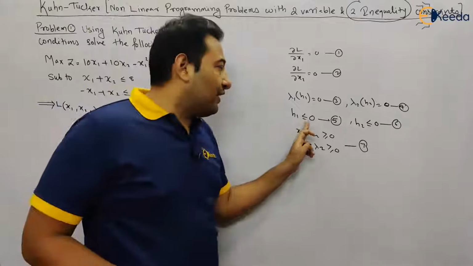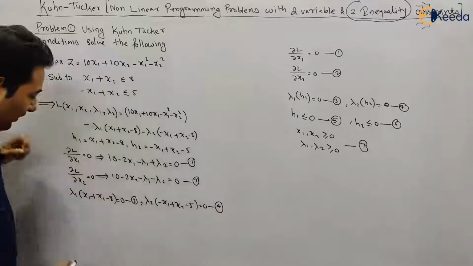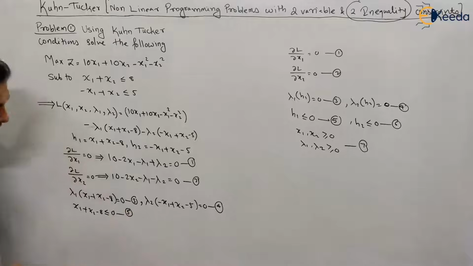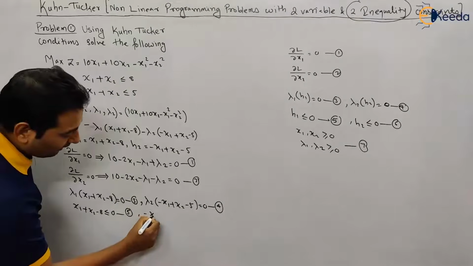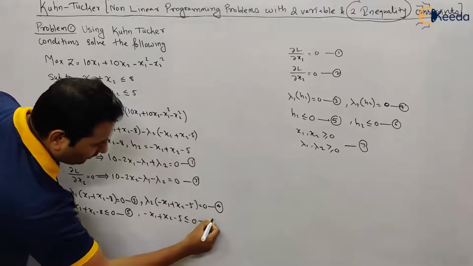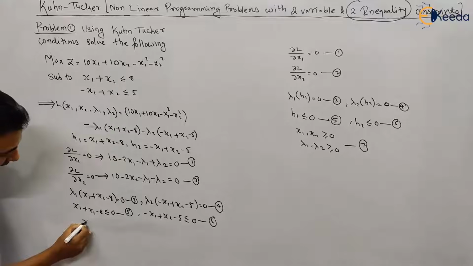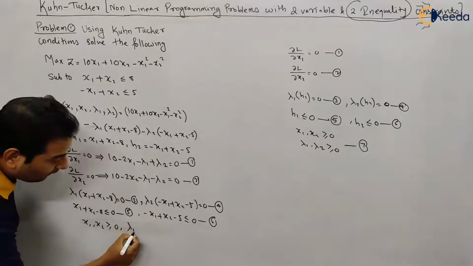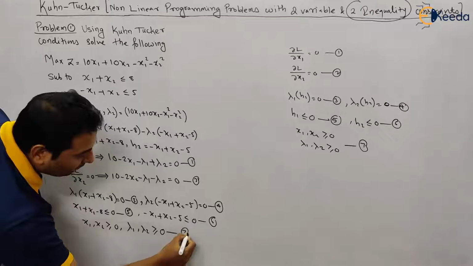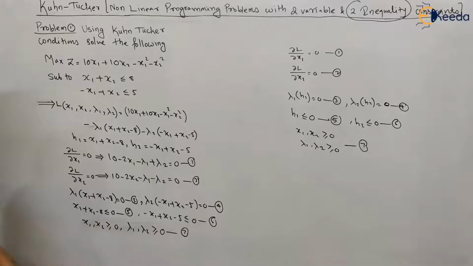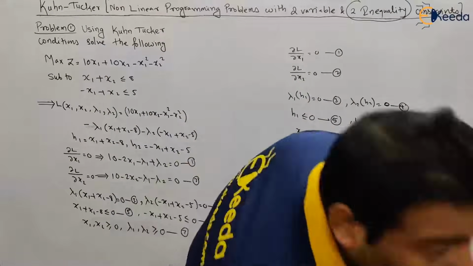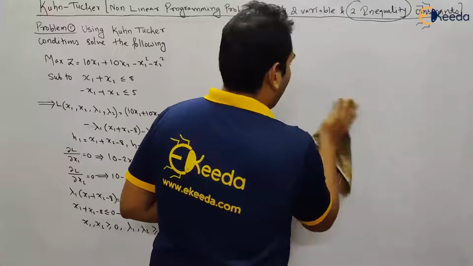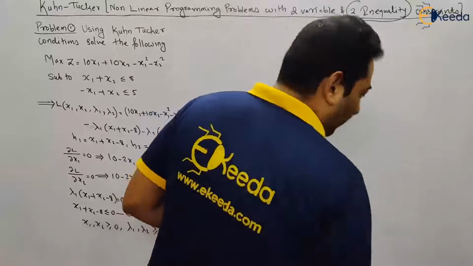Next, first constraint less than or equal to 0, and second constraint less than or equal to 0. So the first constraint is x1 plus x2 minus 8 less than or equal to 0. This is 5. This is my second constraint, minus x1 plus x2 minus 5 less than or equal to 0. This is 6. And finally, x1, x2 greater than or equal to 0. And since the problem is of maximization type, lambda 1, lambda 2 are greater than or equal to 0. Suppose the problem were minimization, then it would be less than or equal to. So these are the 7 conditions if the problem has 2 variables and 2 inequality constraints. Let us move on and solve the problem further.